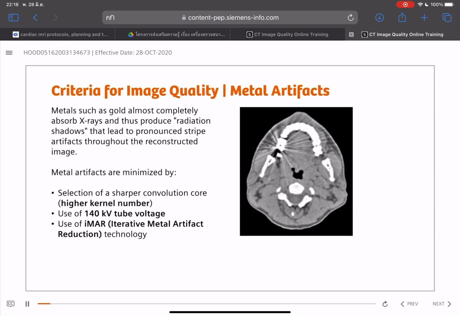Metal artifacts appear when the scanned region contains metal. Metals, such as gold, can absorb the X-rays almost completely, leading to stripe artifacts in the reconstructed image. This artifact can be reduced by using sharp kernels, by scanning with high kV, or by the use of IMAR technology. Iterative metal artifact reduction reduces metal artifacts, caused, for example, by implants, artificial joints, or pacemakers, in various body regions without the need to increase the radiation dose.